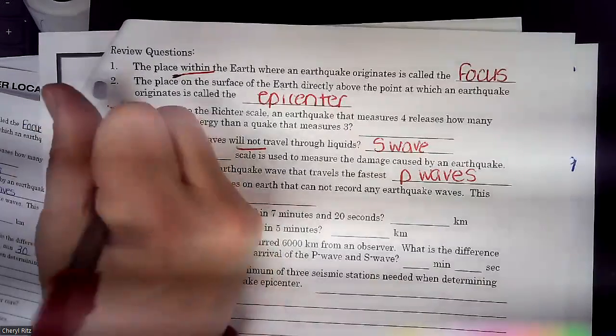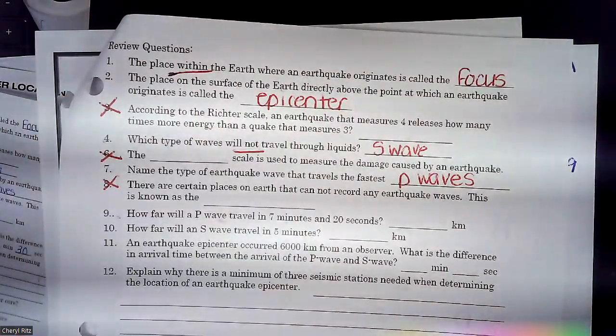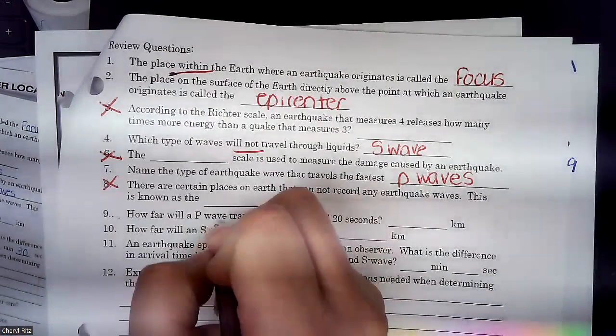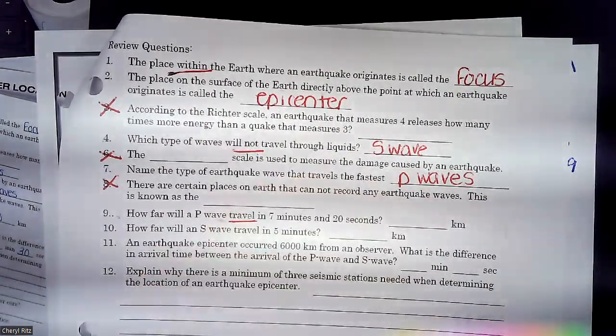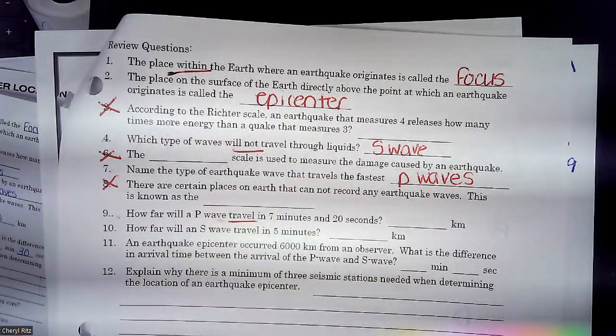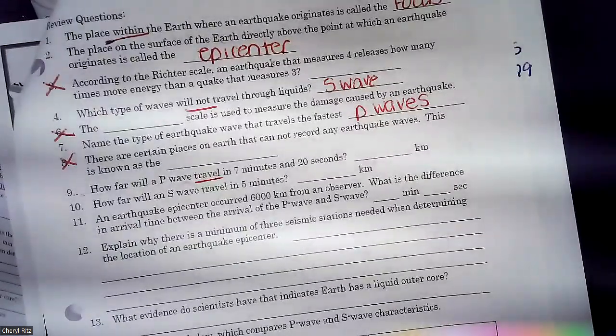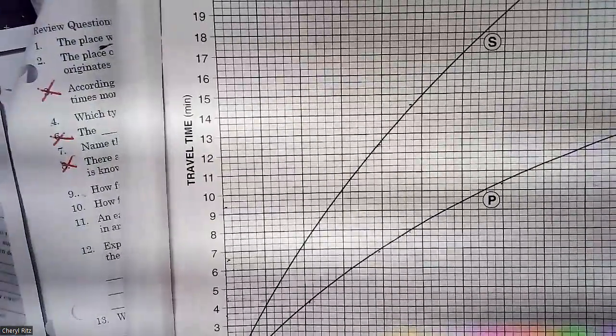I did also forget to tell you, you didn't have to do question 8. Question 9, how far will a P wave travel in 7 minutes, 20 seconds? So we just have travel time. So again, when we have travel, I highly recommend not using scrap paper. So we want, how far will it travel in 7 minutes and 20 seconds?